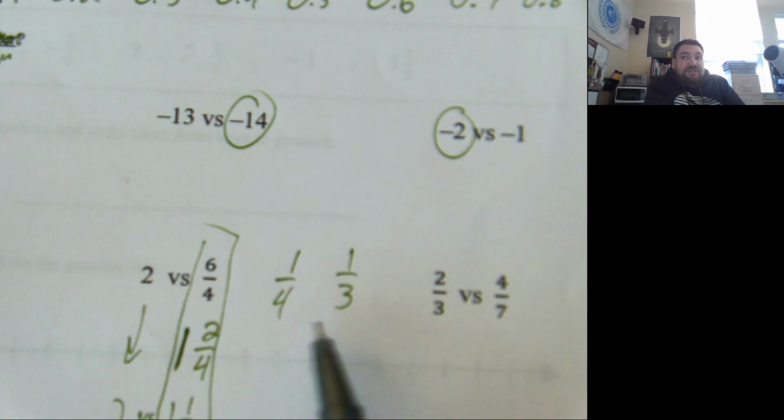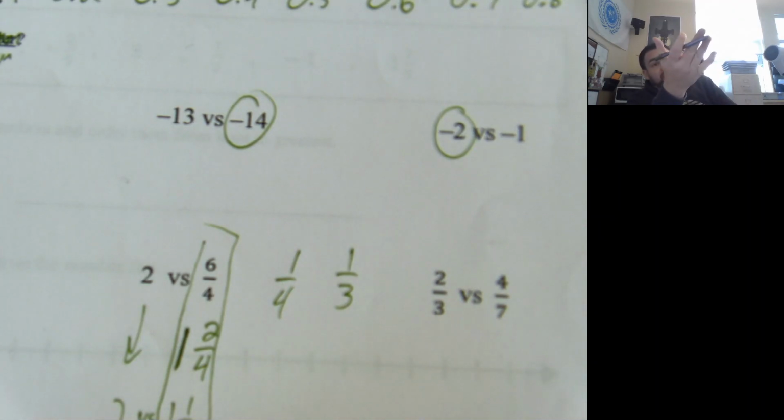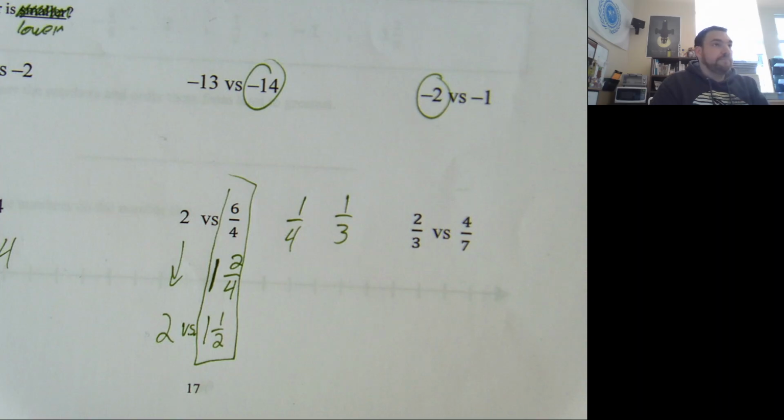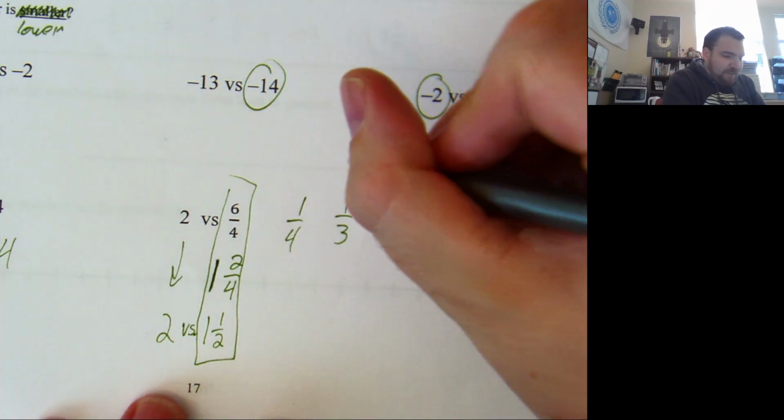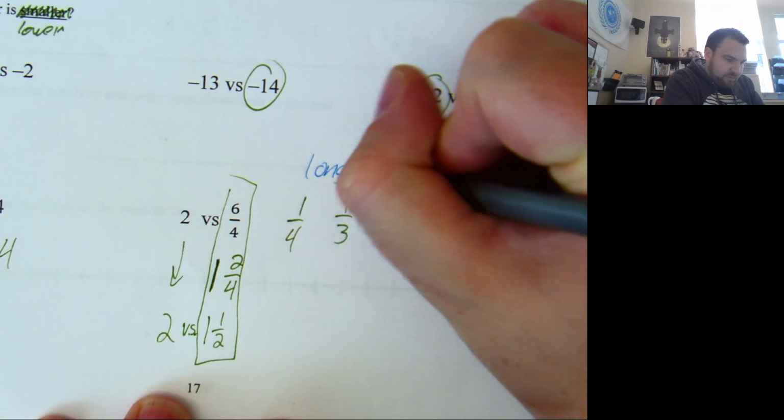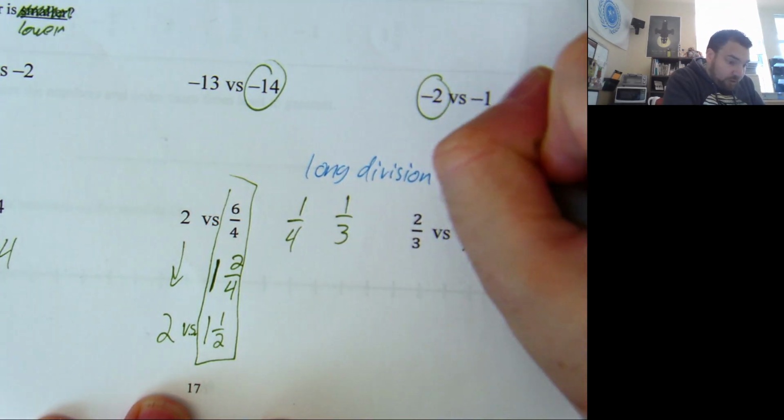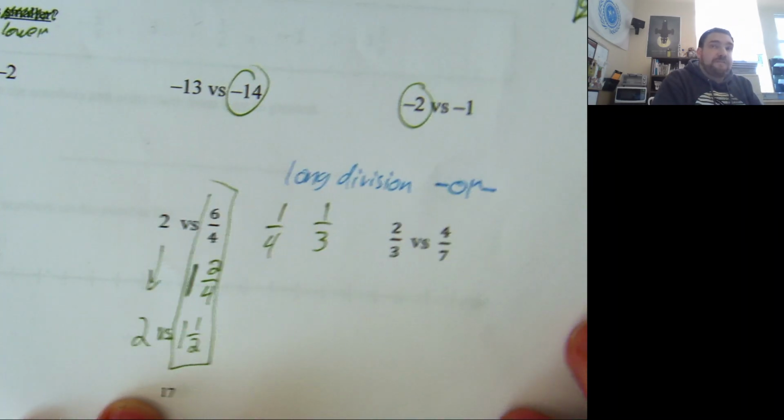How do you compare fractions like these? What do we need to do? Long division is always on the table. But there's a better way. How do you compare fractions? It's the same thing you do when you add fractions. Because the only way to add fractions is if they are comparable. You need a common denominator. So again, two options, long division or find a common denominator.